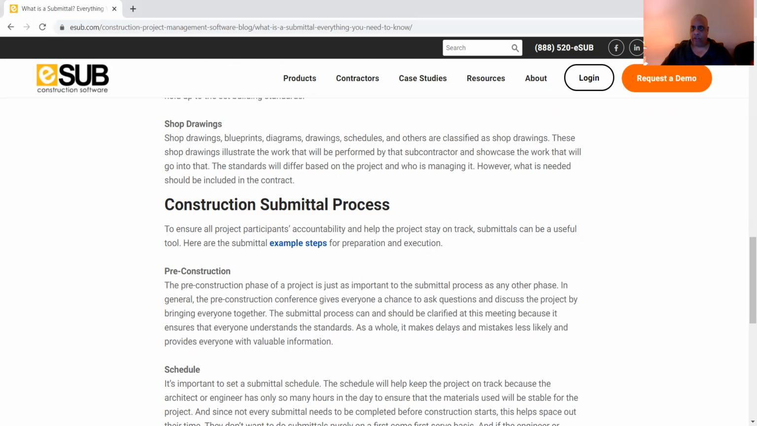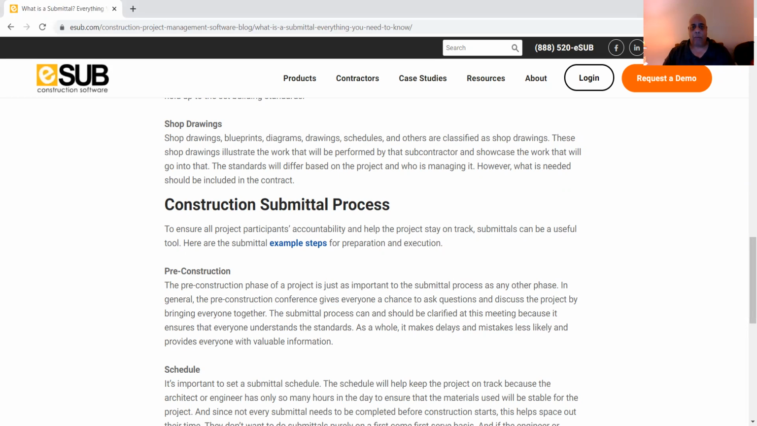For construction, there is a pre-construction phase. The pre-construction phase of a project is just as important to the submittal process as any other phase. In general, the pre-construction conference gives everyone a chance to ask questions and discuss the project by bringing everyone together. And when I talk about everyone, I'm talking about who is going to be on the team.